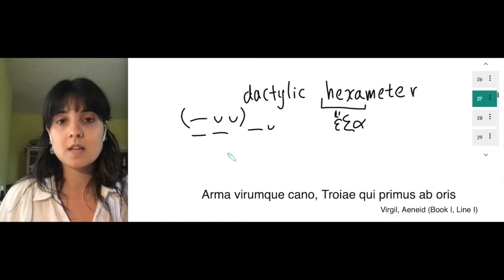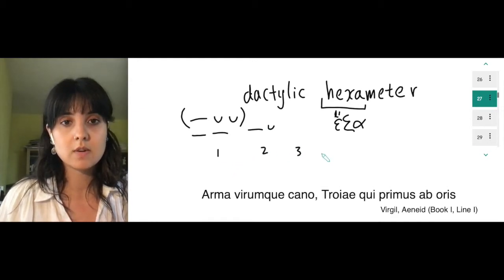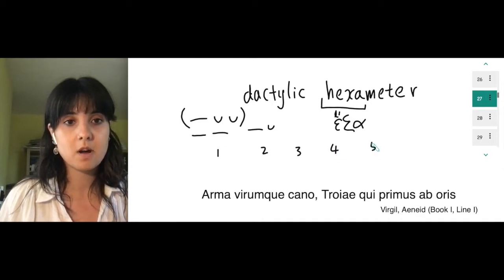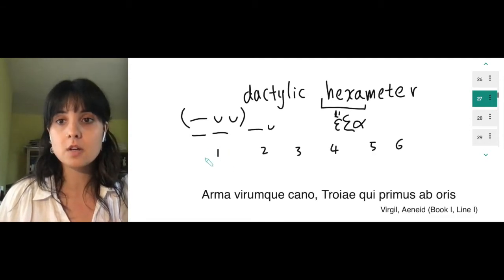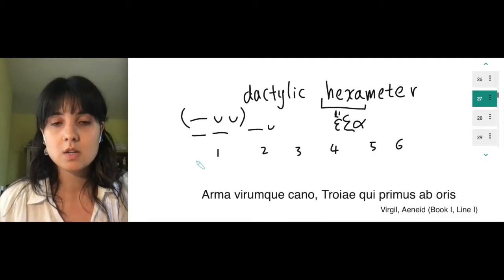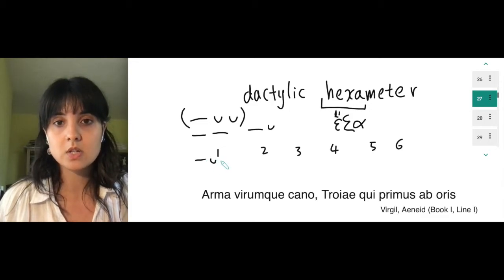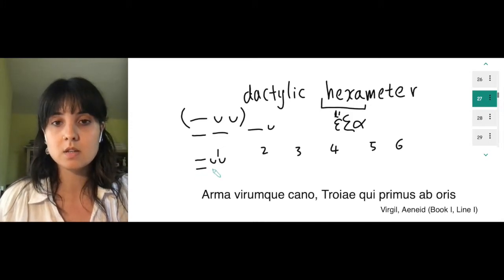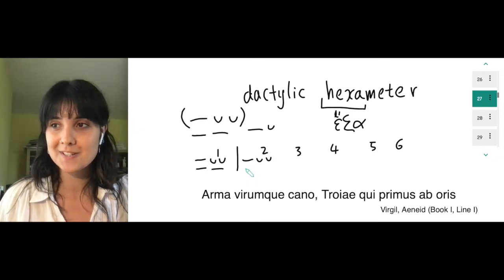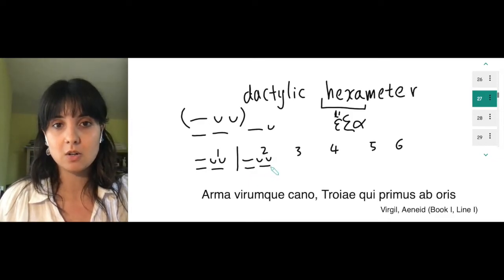So hexameter tells us we have 6 feet. So 1, 2, 3, 4, 5, 6. The first foot must start with a long. So it can either be a dactyl, which is long, short, short, or it can be a spondee, which is long, long. Our second foot also can either be a dactyl, long, short, short, or spondee, long, long.